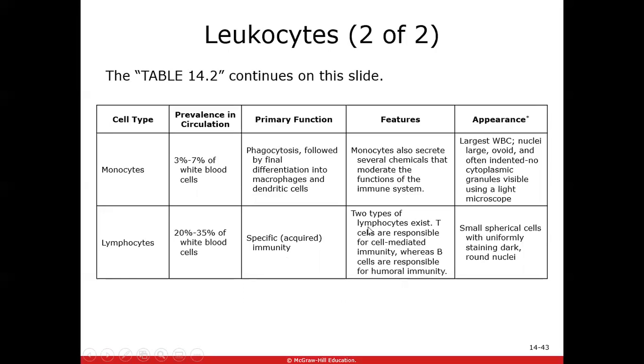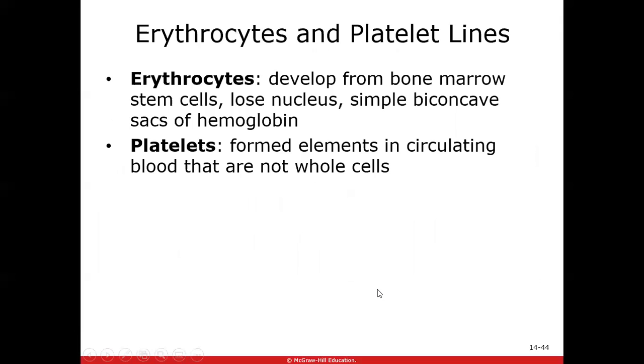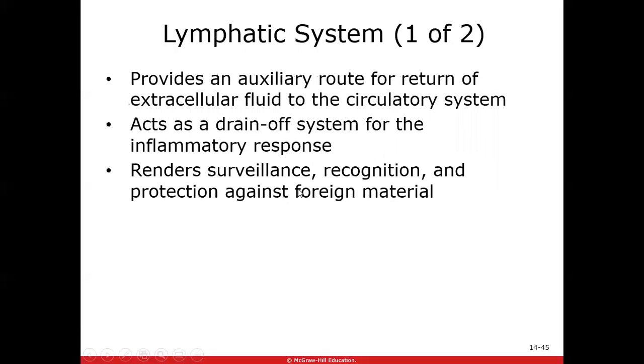And then two types of lymphocytes exist: T cells, so that's T lymphocytes, and B cells, B lymphocytes. So the erythrocyte is a red blood cell and developed from bone marrow stem cells, lose the nucleus, and then they contain sacs of hemoglobin. Then you have platelets, which are formed elements in circulating blood that are not whole cells. So you have erythrocytes, platelets, and then leukocytes, which are the white blood cells.